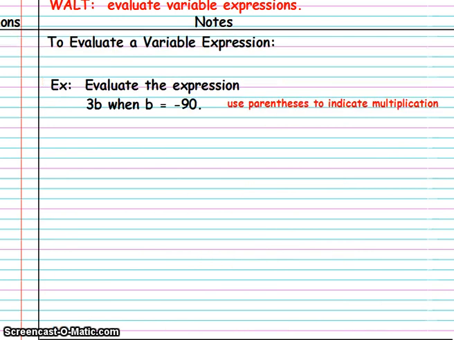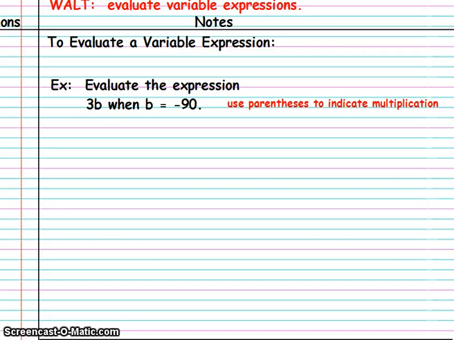And now what we're going to do is look at another example of a way to evaluate a variable expression. And evaluate pretty much just means solve. We're trying to figure out what that equation is equal to. So now we have this example that says evaluate the expression 3b.